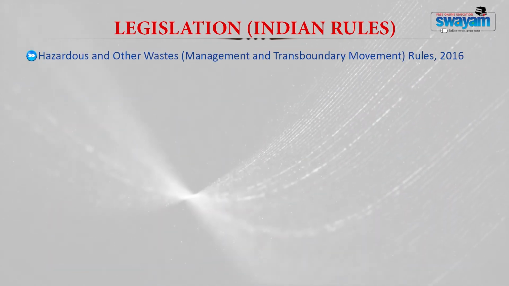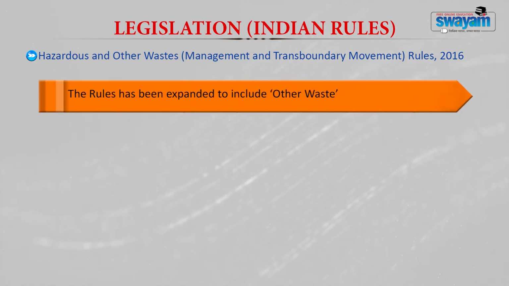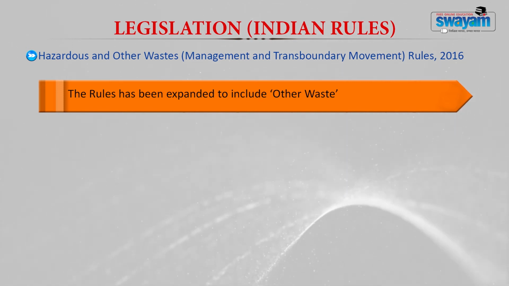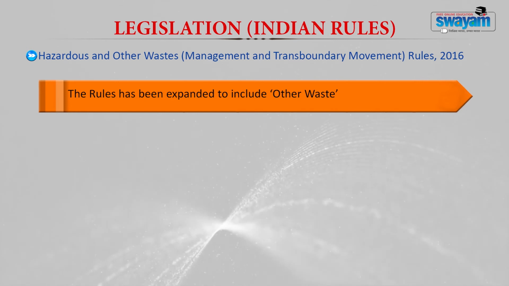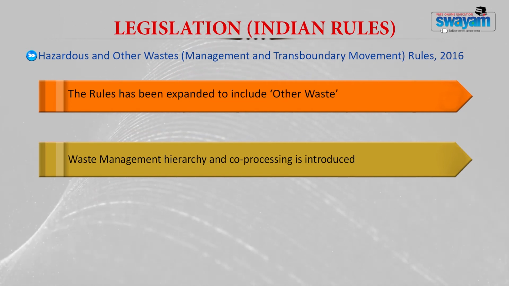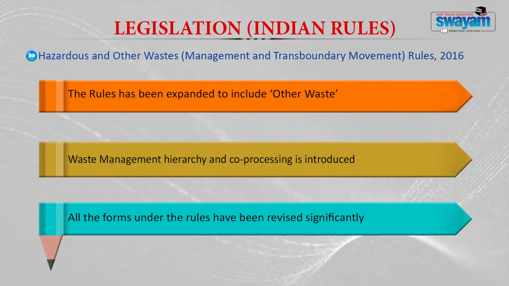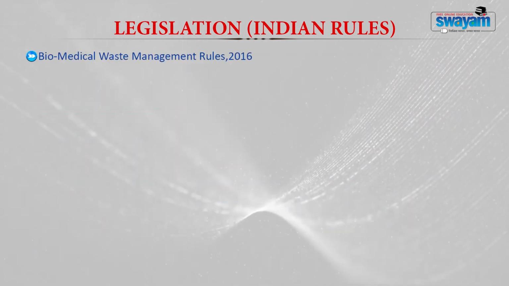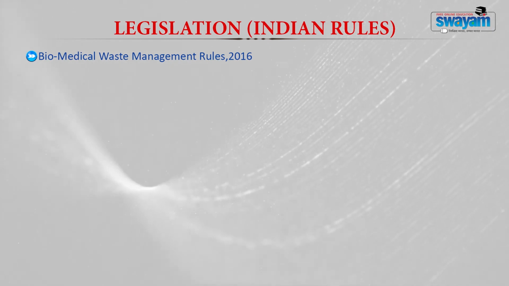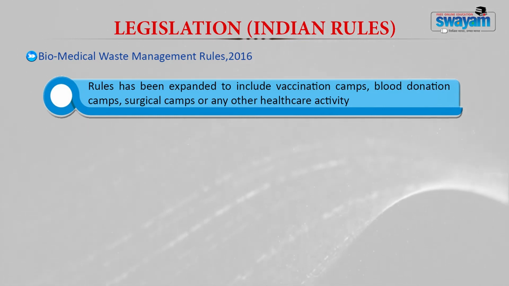Now, the Hazardous and Other Waste Management and Transboundary Movement Rules 2016 talk about the inclusion of other waste. Previously, other waste was not included. Now, the term other waste is included in this rule. Also, they talk about the waste management hierarchy and co-processing, which is introduced in the rule. Now, all other forms have been revised significantly. The Biomedical Waste Management Rules 2016 has been expanded to include vaccination camps, blood donation camps, surgical camps and other healthcare activities.